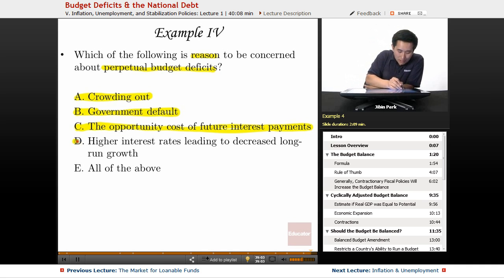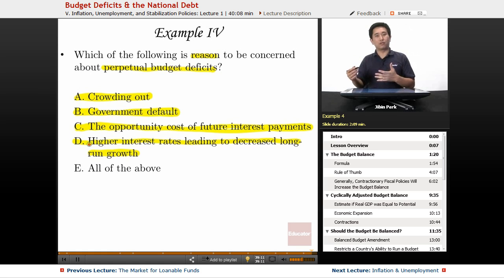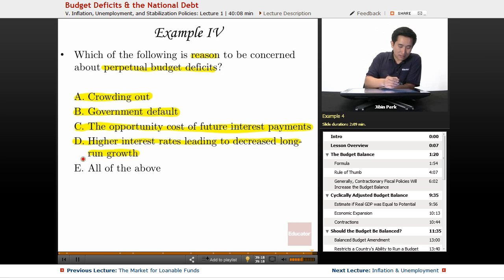Absolutely. Higher interest rates leading to decreased long-run growth. Absolutely. If we have higher and higher interest rates, it becomes more difficult for the private sector to basically thrive. So basically, A, B, C, and D are all correct. So the correct answer, because they are all correct, is E, all of the above.